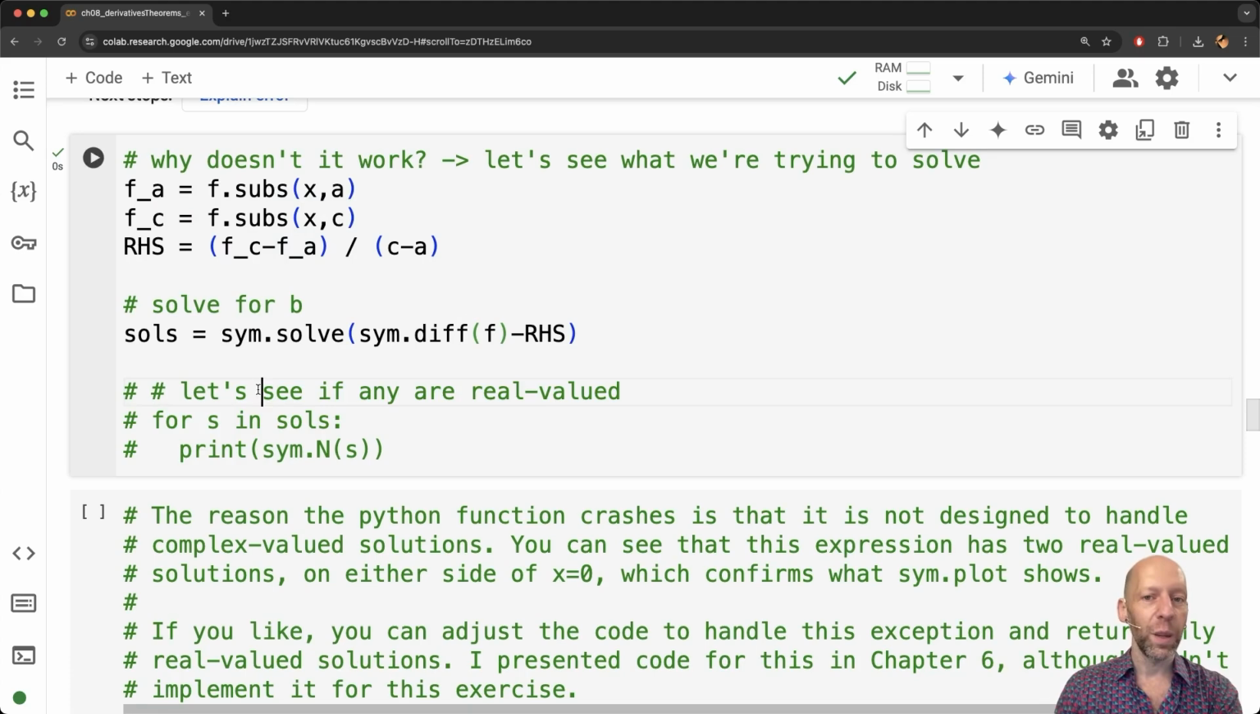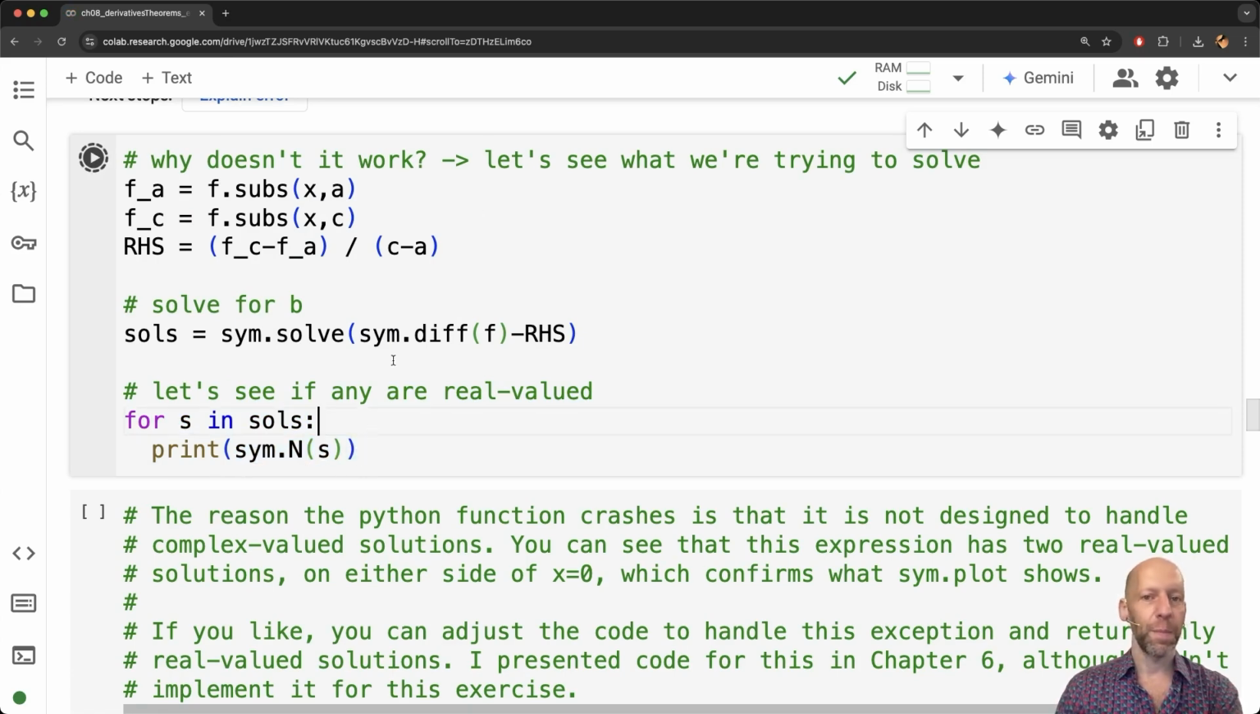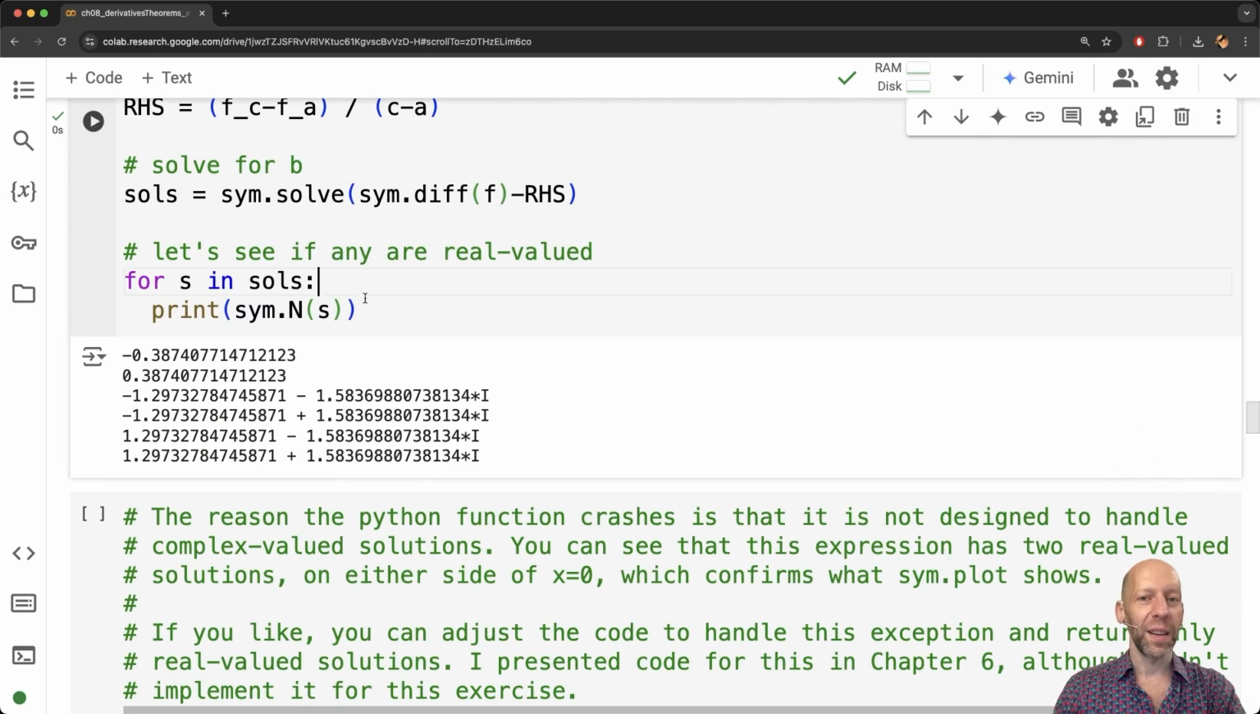And now let's see what these solutions actually are. So all I'm doing here is just printing out all of the solutions. And here we see that there are multiple solutions. There's 6 solutions in total. And you can see that these 2 are real valued and these 4 are complex valued. So they're complex numbers. There's a real part and an imaginary part. And this I is the imaginary operator. That's the square root of -1.